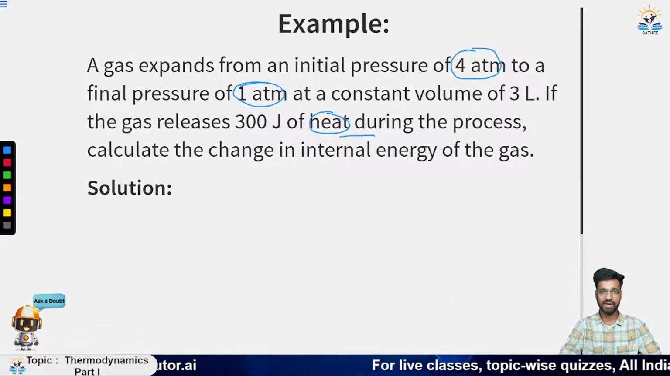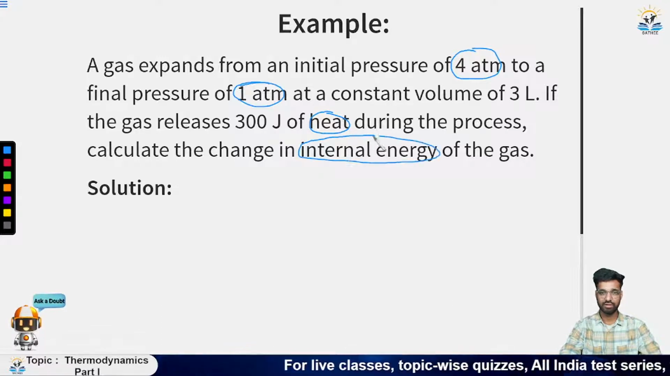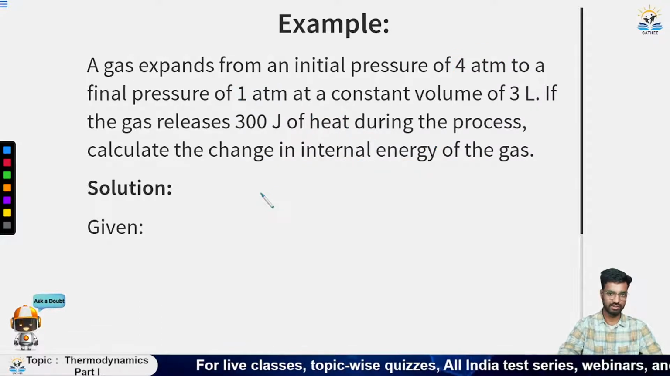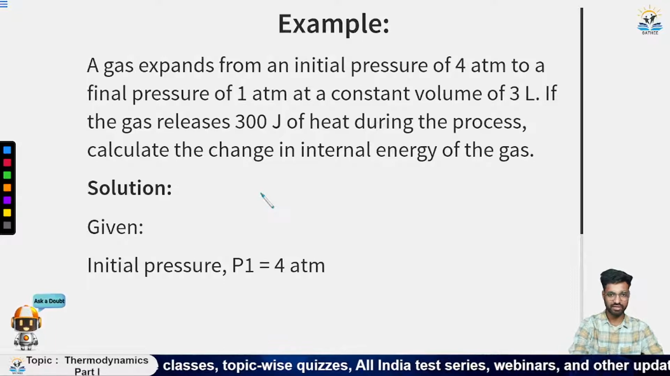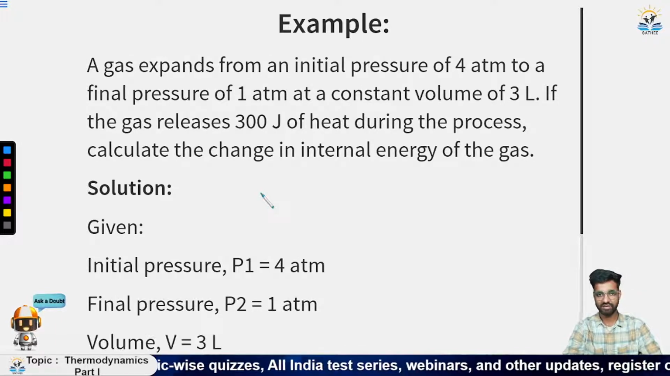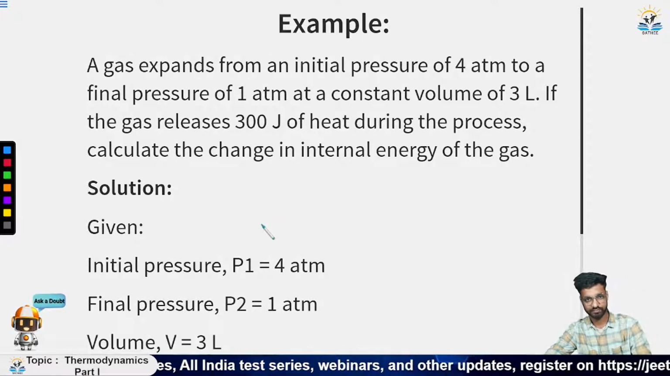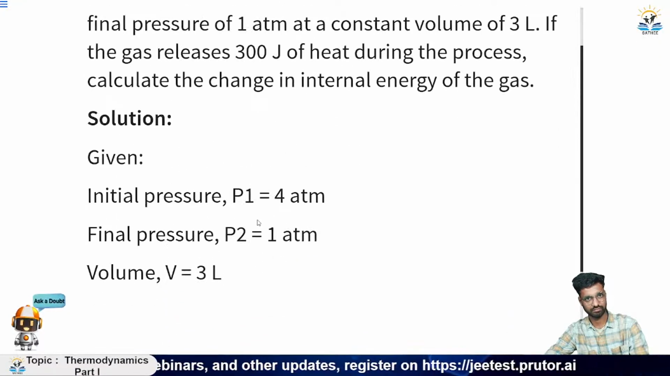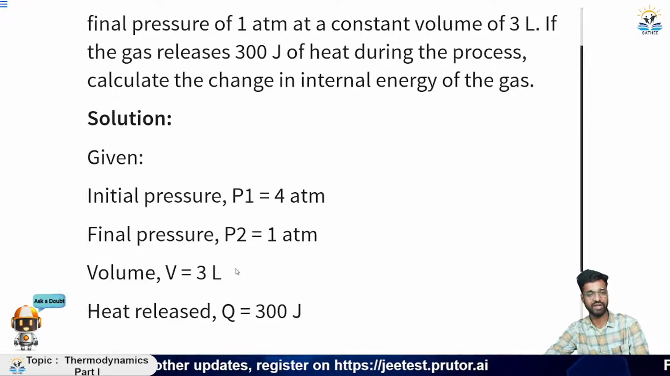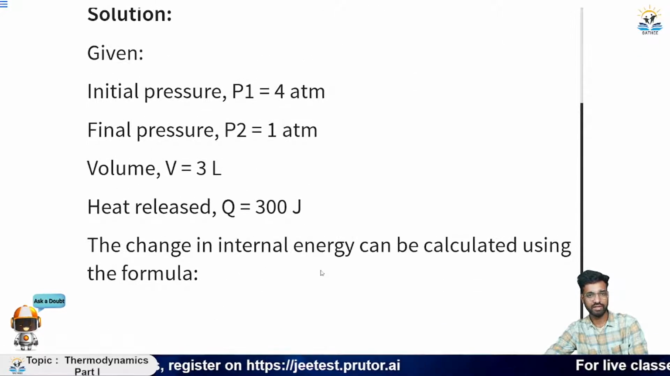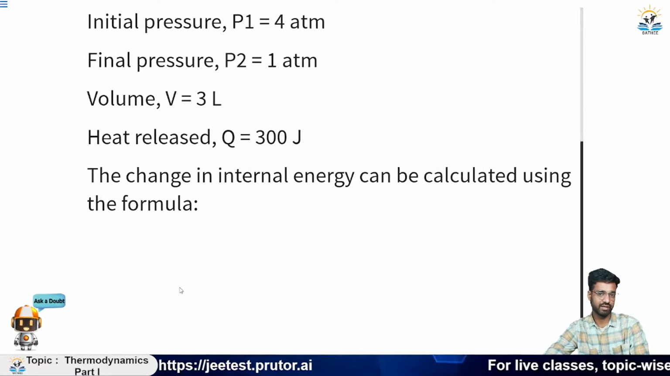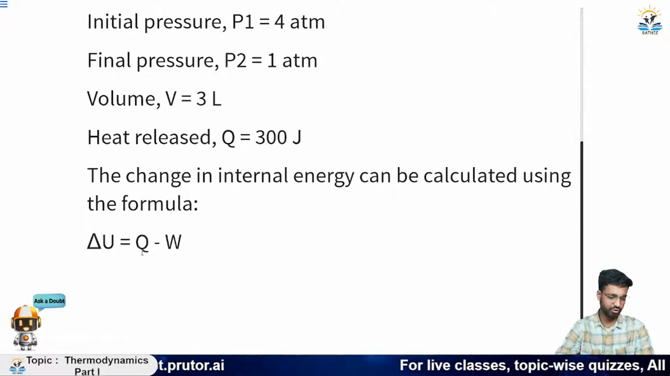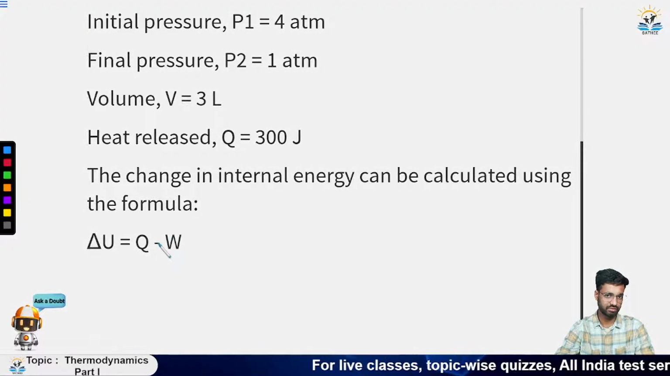To calculate the internal energy, you know what things are given: the initial pressure is given, the final pressure is given, then we have the volume, then you have the heat released. So for the change in internal energy, the formula we know is delta U = Q + W.